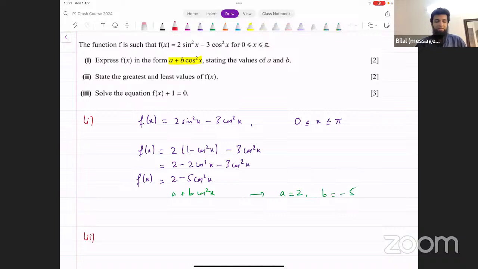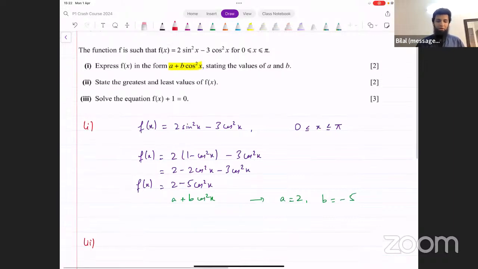Now, in the second part, it says state the greatest and least values of f of x. So essentially, they're asking you for the range of f of x, because that's how you find range of functions, right? You're looking for the least value of the function and the greatest value of the function. That's what you're looking for. Okay, so how do you find the range of this function?